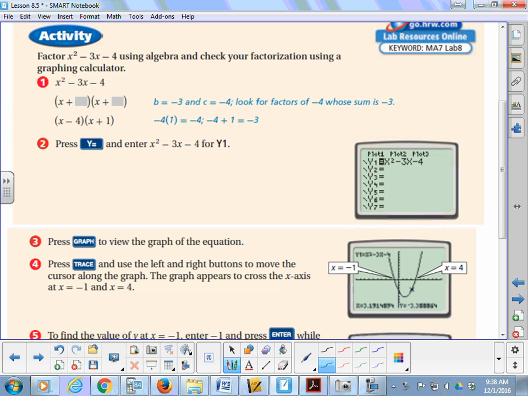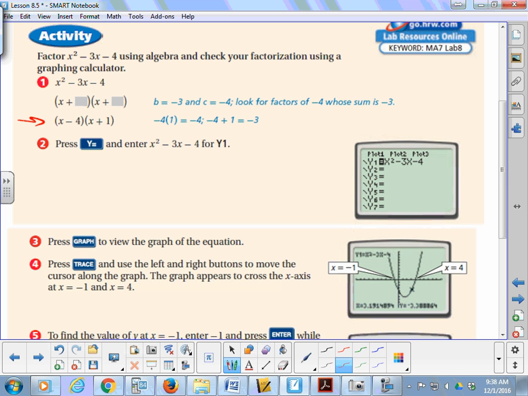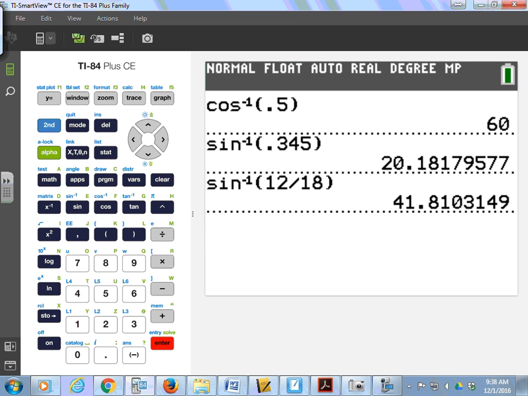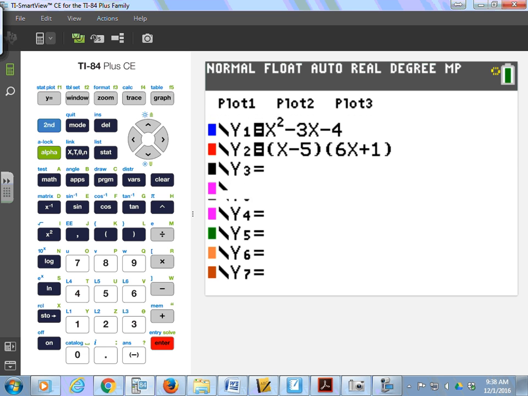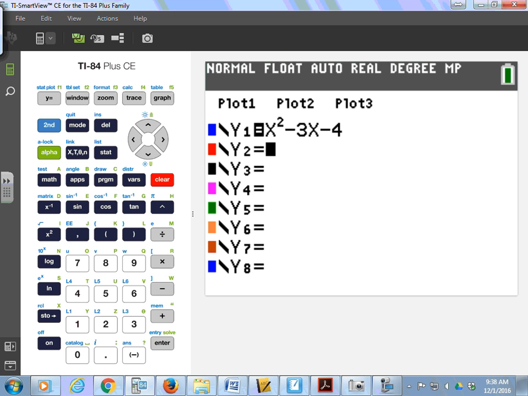So now, if we factor this, we would get x minus 4 and x plus 1, right? And we actually just factored that anyways, right? Factors of negative 4 that add up to negative 3: negative 4 and 1. And graph it in your standard viewing window, so zoom 6.